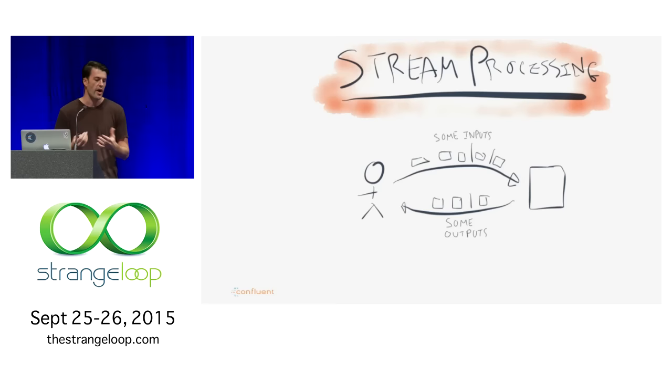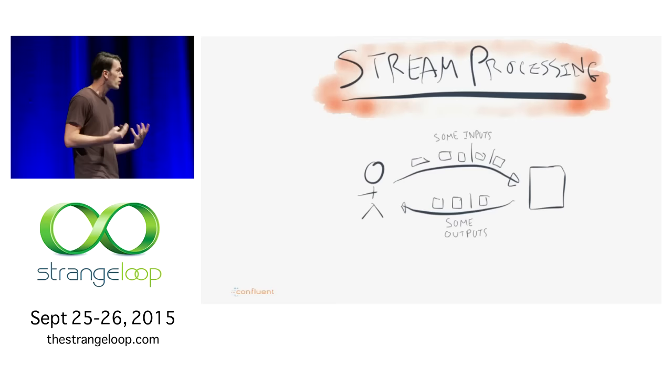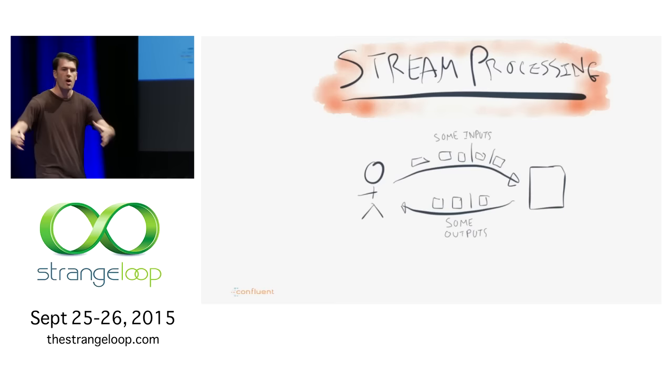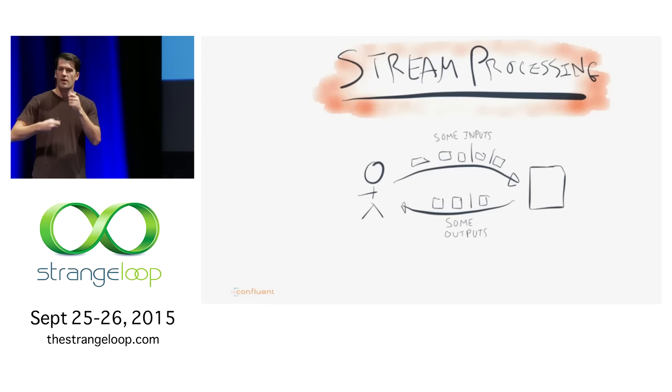But it's kind of just now starting to become mainstream. And the difference in stream processing, as opposed to these other two, is that instead of getting one input and producing one output, or getting all the inputs and producing all the outputs, now the program actually has the control. So the program gets some inputs, and then it produces some outputs. And how much is some? Well, that's up to the program.